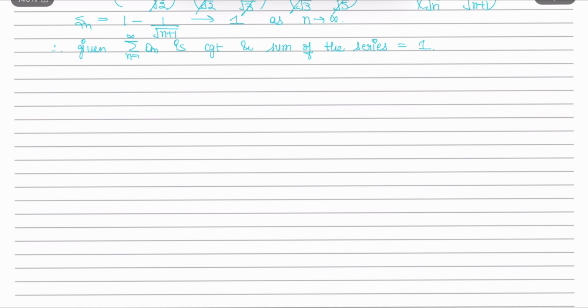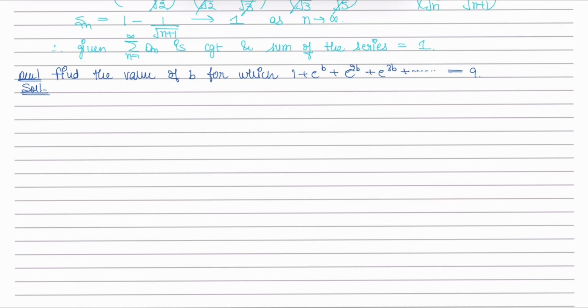The next question is, find the value of b for which 1 plus e to the power b plus e to the power 2b plus e to the power 3b plus so on is equal to 9.